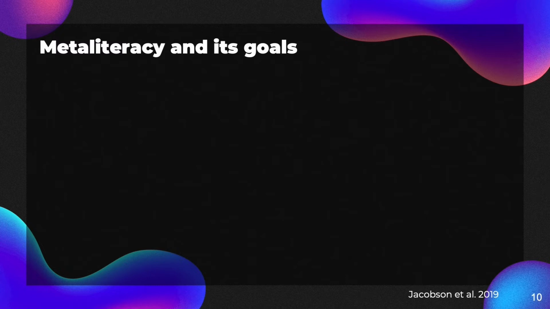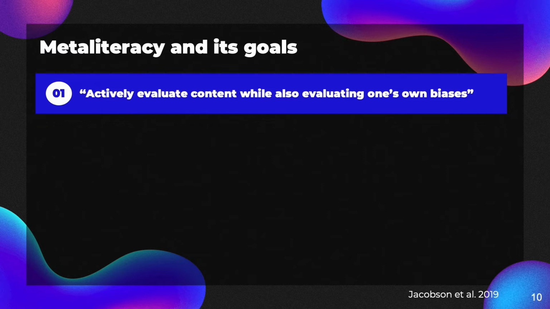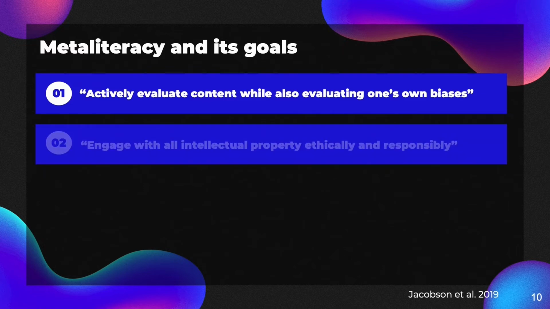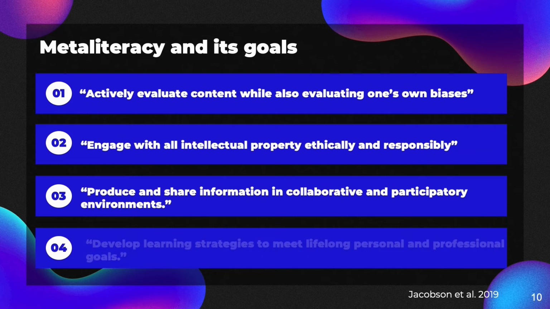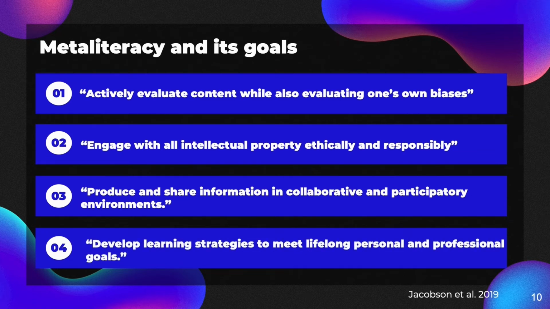Metaliteracy has 4 major goals. Goal number 1, actively evaluate content while also evaluating one's own bias. It talks about evaluating the content and bias. Goal number 2, engage with all intellectual property ethically and responsibly. This goal is about false information and the responsibility of individuals to ethically produce content. Goal number 3, produce and share information in a collaborative and participatory environment, refers to sharing information in collaboration. And goal number 4, developing learning strategies to meet lifelong personal and professional goals. This goal emphasizes learning as a lifelong process and learning from errors or mistakes.